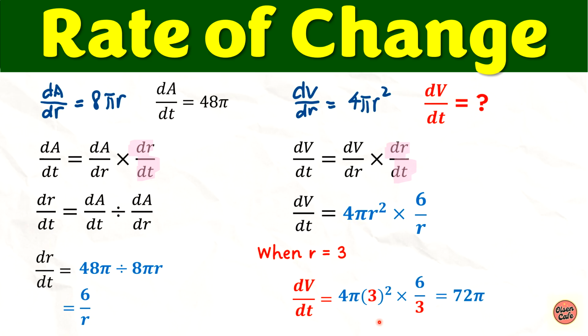I will be able to get 72 pi. Now, a lot of students will just leave the answer at this point, but I want all of you to take note. Do remember to write down the units, because over here we are talking about the rate of increase of volume. So we will need to write down the units as centimeters cubed per second. So this will be the answer, and we are done with the question.